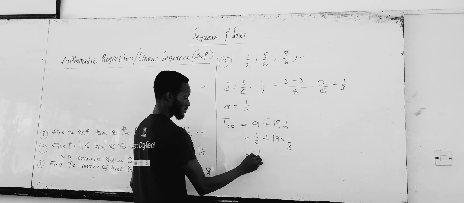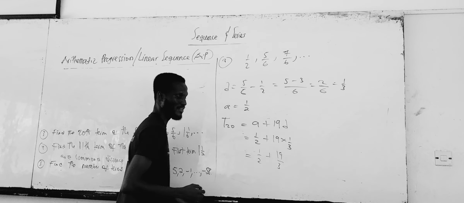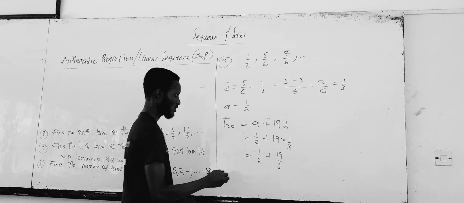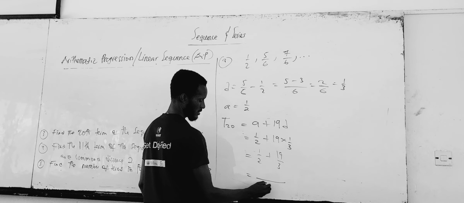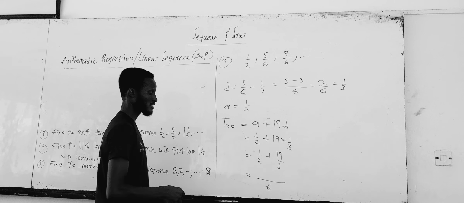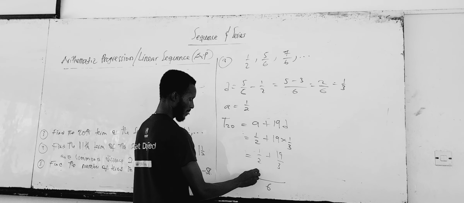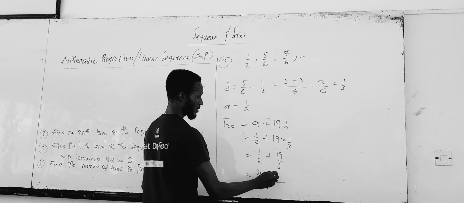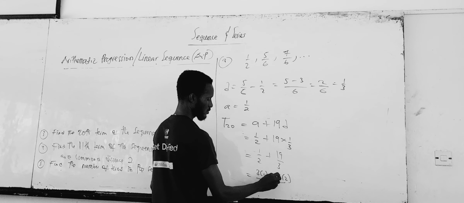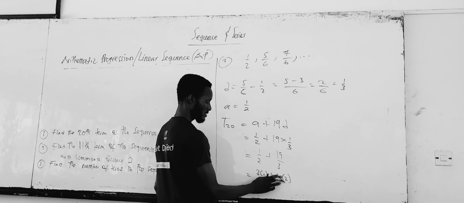Now we have 1 out of 2 plus 19 out of 3. Now we just have to find the LCM and then we go. So this one gives us what? You can just punch this one in the calculator to get the answer. So the answer will give us what? 3 multiplying 1 plus 19 multiplying 2. You need to relax and solve this one nicely.